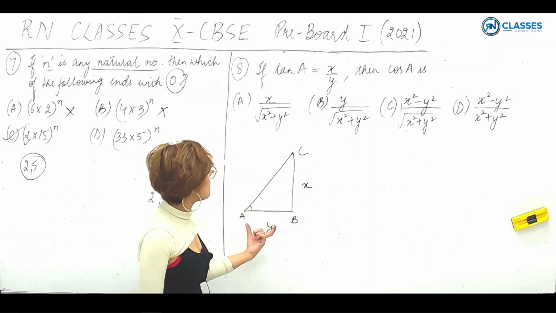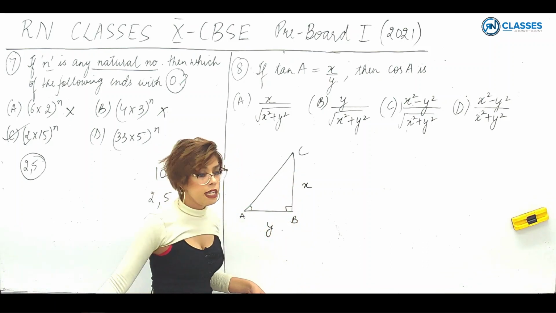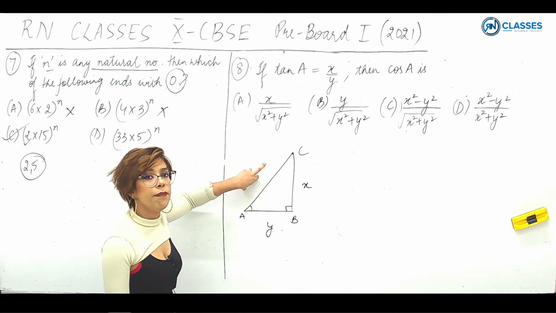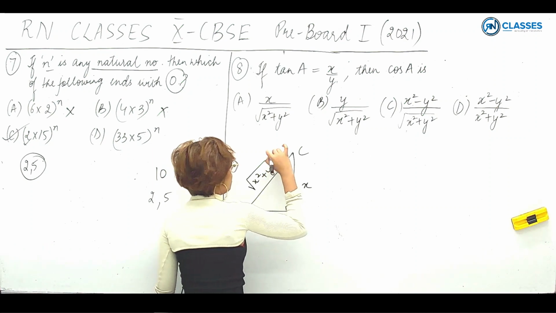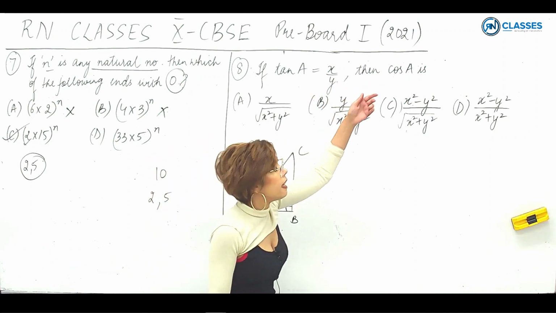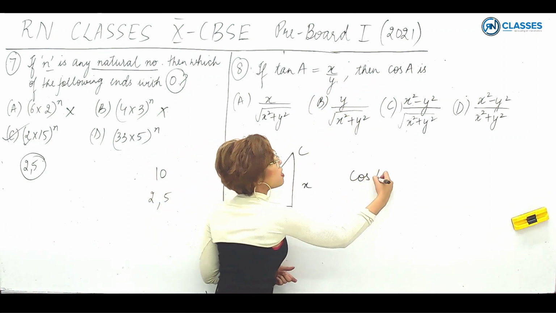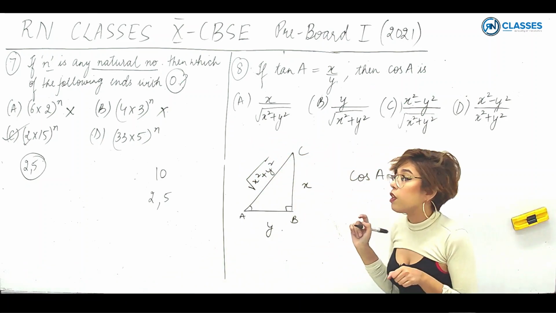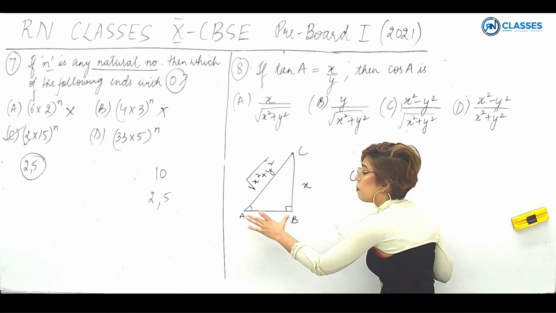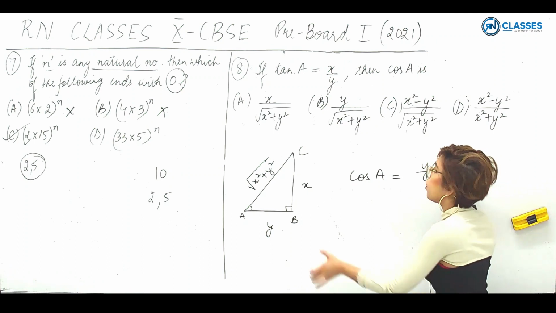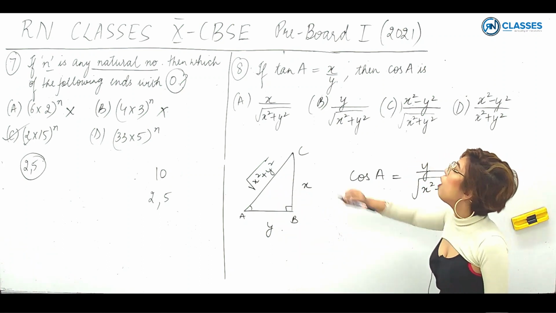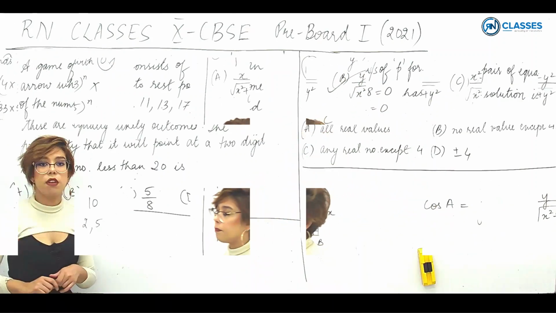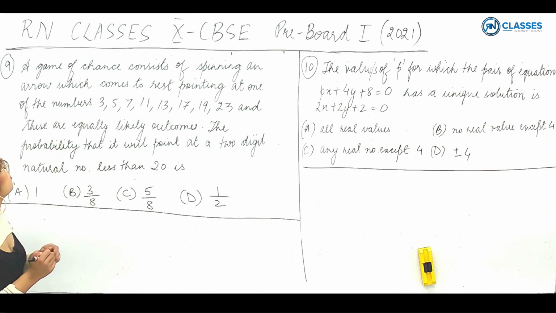Now if this is x, this is y, I know that this is 90, right? Can you write the hypotenuse directly? Of course. It is root x square plus y square. Done. Now he says cos A is to be found. Cos A is nothing but base upon hypotenuse. Now base is the adjacent one, that means y, divided by hypotenuse, which is root x square plus y square. As in option B is the correct one. Alright, on to the next question.